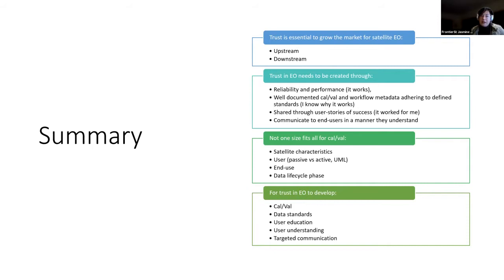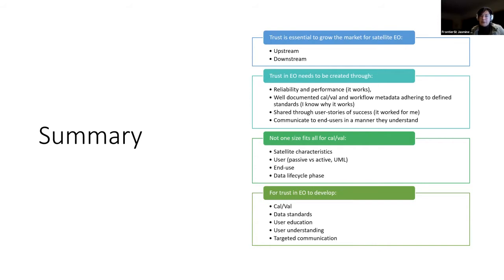There's certainly not one size fits all for this calibration and validation, and it's very much use case driven in a lot of ways, which makes it in some ways more difficult to document and set up these standards. But certainly, I think as the community is focusing on this, we'll get those standards out there.